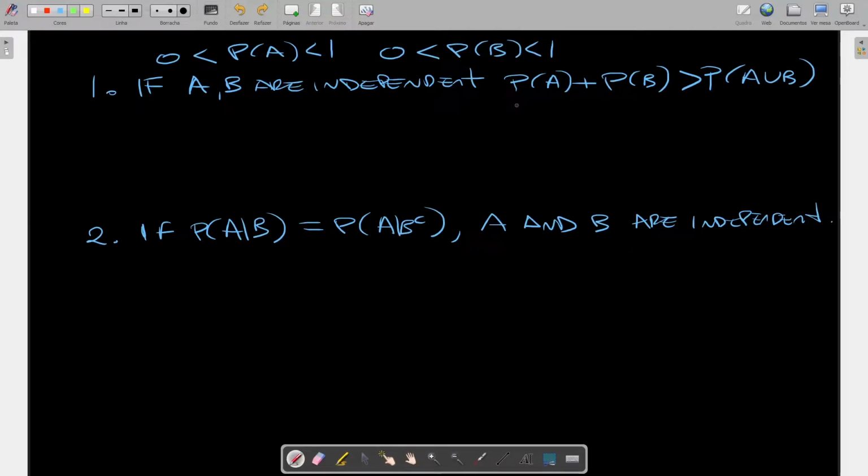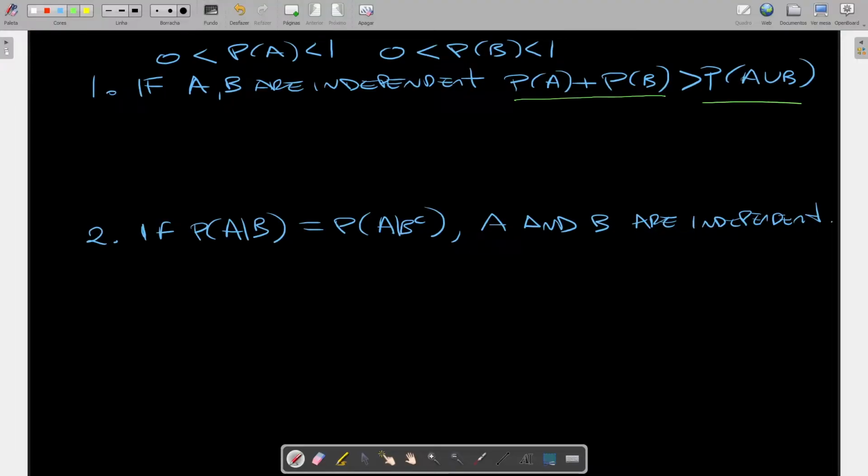What's up, everybody? In this problem, they are asking us to say if the probability of A plus the probability of B is greater than the probability of A union B, if this is true or not. So how do you solve problems like these?